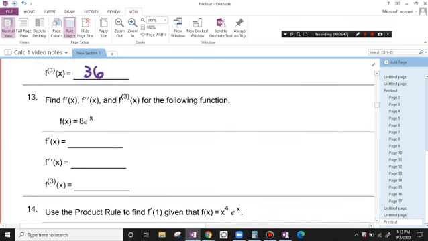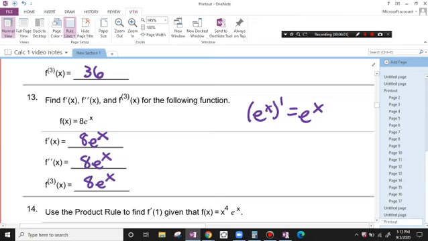We have to remember that we said that the derivative of e to the x is e to the x. So the derivative of 8e to the x is just 8e to the x. The derivative of that is 8e to the x, and the derivative of that is also 8e to the x.